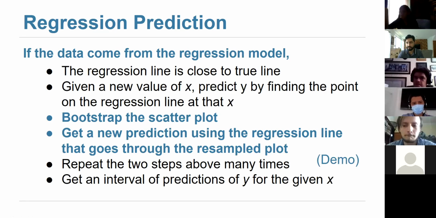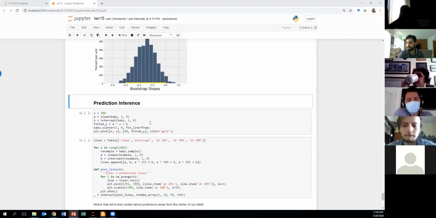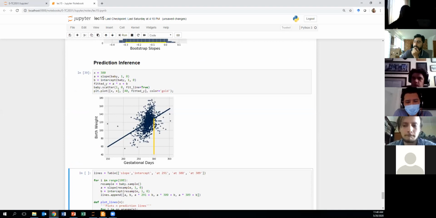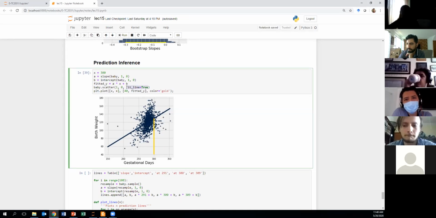I think it would be much clearer what I'm saying here, because the whole idea is the same thing that I did for the line. I'm going to use the bootstrap method to know my predicted value, or my fitted value. So this is the same thing, okay? Gestational days and weight. This is my scatter plot. I put the regression line there.